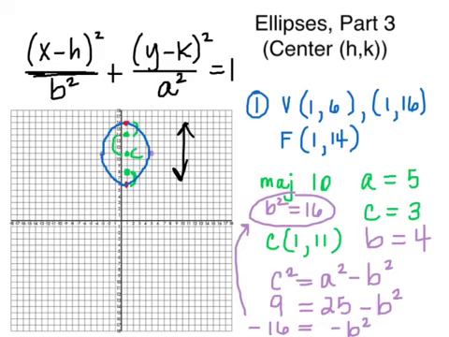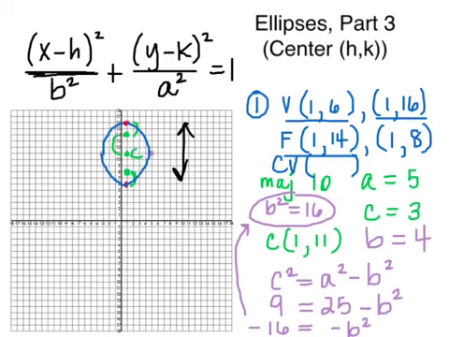If you had to name all the important points as ordered pairs, we already have the two vertices here. We have one of the foci here. If we needed to name the other focus, we would look where it's located, and it looks like it's 1, 8. So that's how we would name the other focus. If we had to name the co-vertices, we can see that one of the purple points is at 5, 11. And another one of the purple points is at -3, 11.